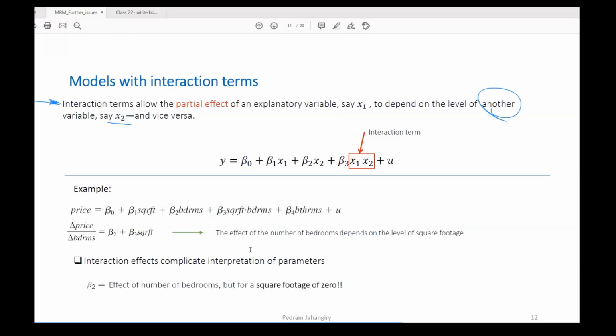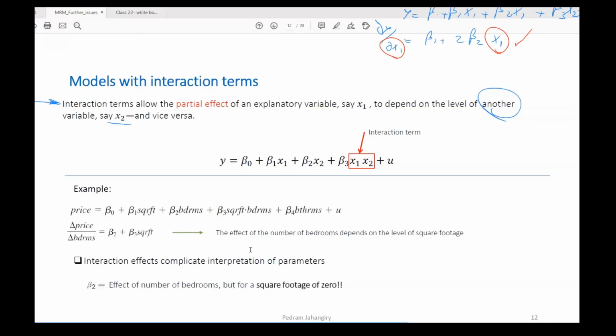When you compare this to the quadratic model, in the quadratic model, you had y equals beta 0 plus beta 1 x1 plus beta 2 x1 squared plus beta 3 x2 plus some error. When I take the derivative with respect to x1, this derivative is going to be beta 1 plus 2 beta 2 x1. So the partial effect, the marginal effect of x1 on y, depends on x1, the variable itself.